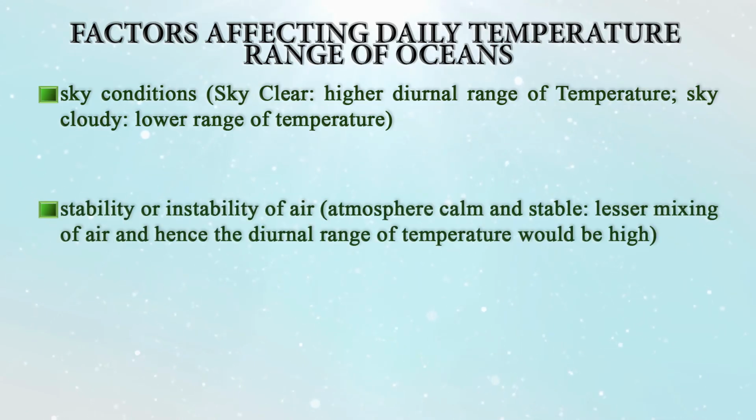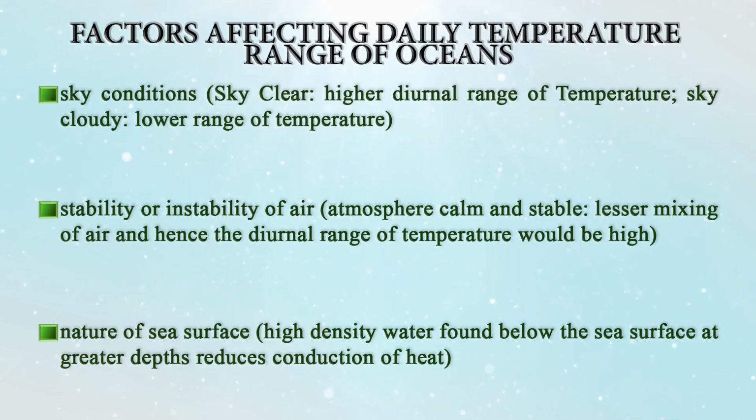Now related to stability and instability of air, if the atmosphere is calm and stable, there is lesser mixing of air and hence the diurnal range of temperature would be high, compared to the condition when the atmosphere is unstable, so there is greater mixing of air and the diurnal range of temperature would be low. Now in the case of the nature of the sea surface, the high density of water found below the sea surface at greater depths reduces the conduction of heat. So the nature of the sea surface also affects the diurnal range of temperature of the oceans.